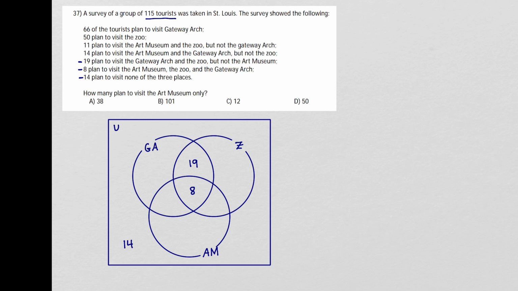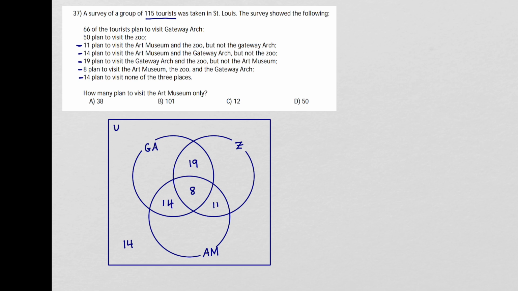So we've got that. Next is 14 who go to the art museum and the Gateway Arch, but not the zoo. So that's going to be this section. Art museum, Gateway Arch, overlap there. And this is not the zoo. The 8 would be the ones that did go to the zoo and to the other places. And then we have 11 going to the art museum and the zoo, but not the Gateway Arch. Oh, let's see. 14. This should have been a 14. And this is the 11.